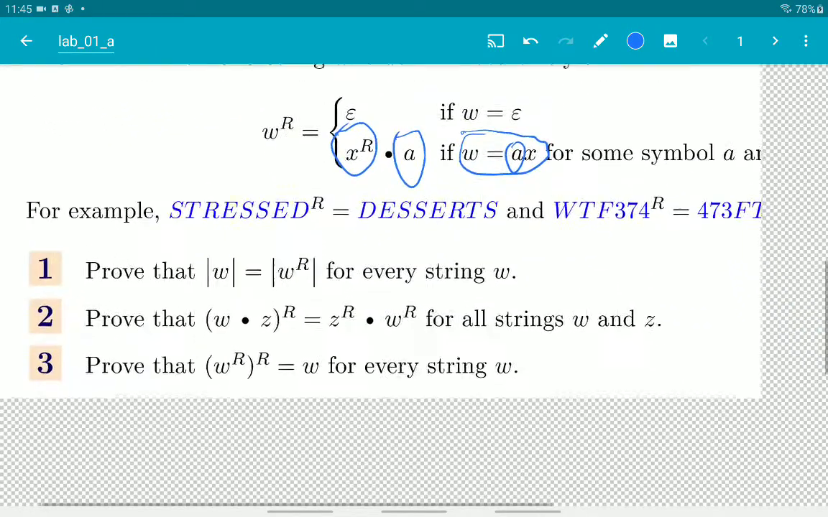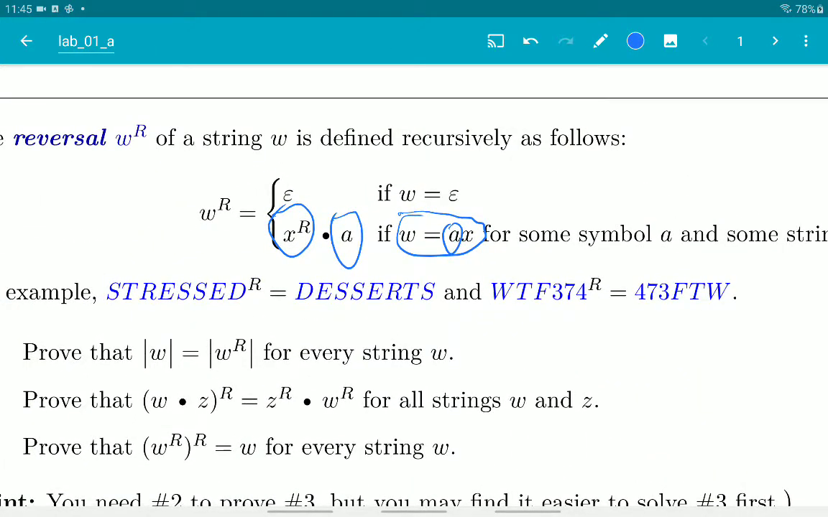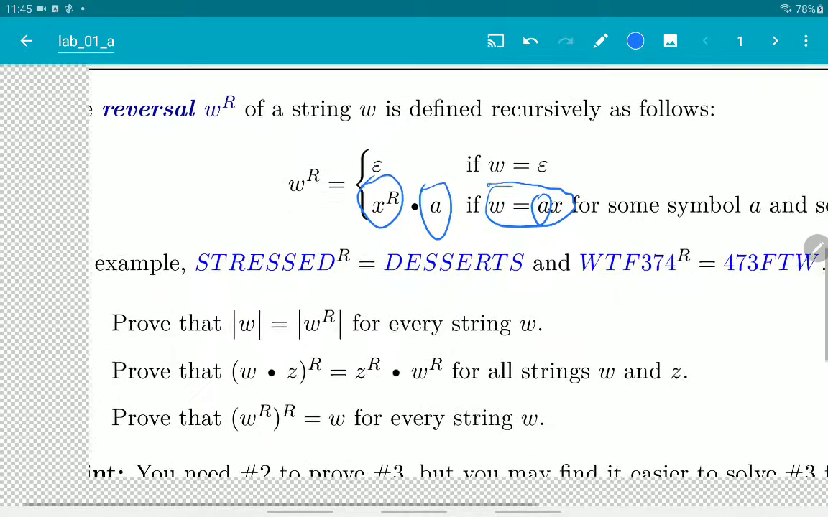So, for example, the reverse of stressed is desserts, and WTF 374 in reverse is 473 FTW. Okay, whatever that means.